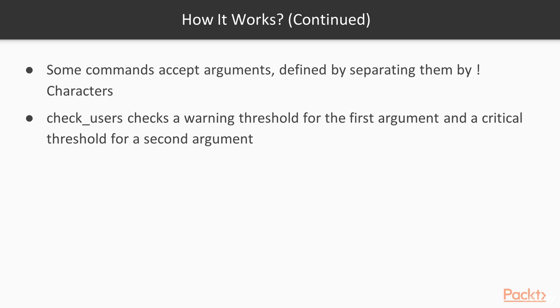Some commands accept arguments, which are defined by separating them by exclamation characters. For example, check_users checks a warning threshold for the first argument and a critical threshold for the second argument.